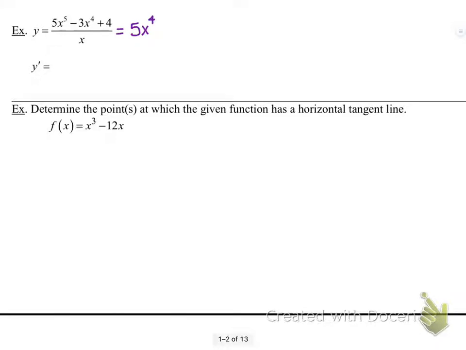5x to the fourth. I'm just dividing. I'm sorry, I forgot to talk about what I was doing. I'm having so much fun just playing with the math. Okay, so 5x to the fifth divided by x is 5x to the fourth, minus 3x to the fourth divided by x would give you 3x cubed. And that last one would be plus 4x to the negative 1. And we find the derivative, and we get 20x cubed minus 9x squared plus 4.